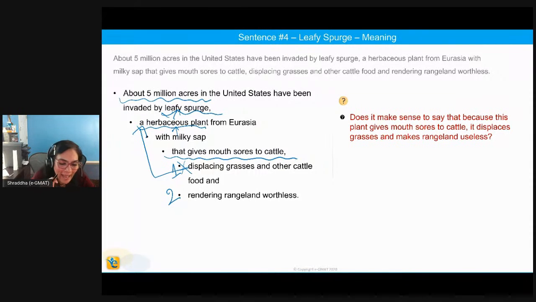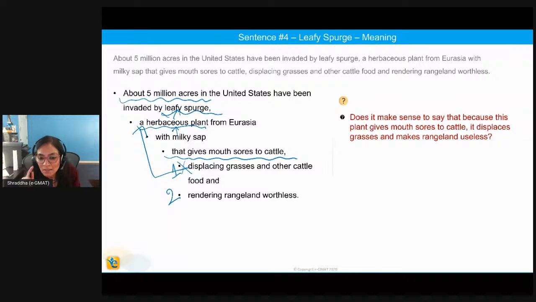So what happens is that if grasses and other cattle food are displaced by leafy spurge, then the cattle will not eat leafy spurge. Why will they not eat leafy spurge? Because they get mouth sores because of eating that leafy spurge, right? Now you may say, how are you saying that leafy spurge gives mouth sores? The sentence clearly says that it is the milky sap that gives mouth sores.